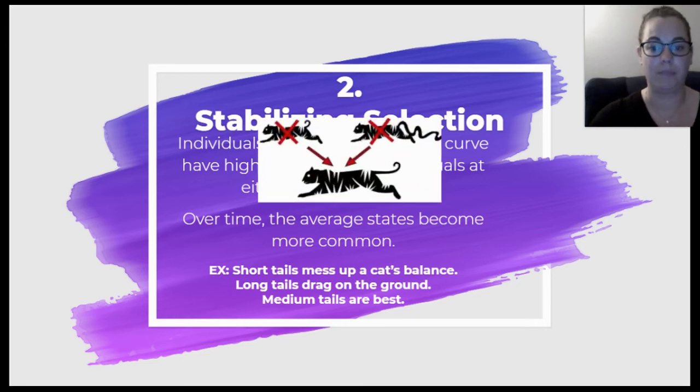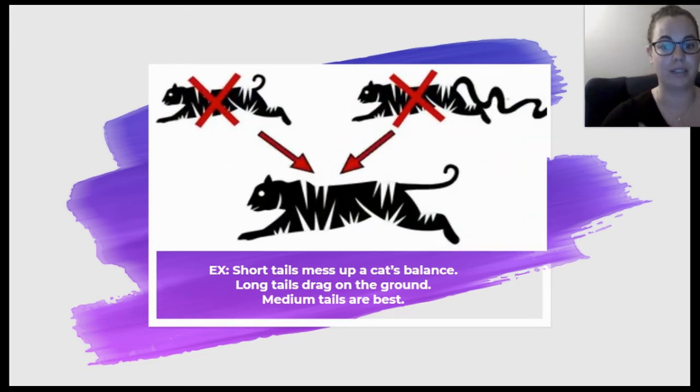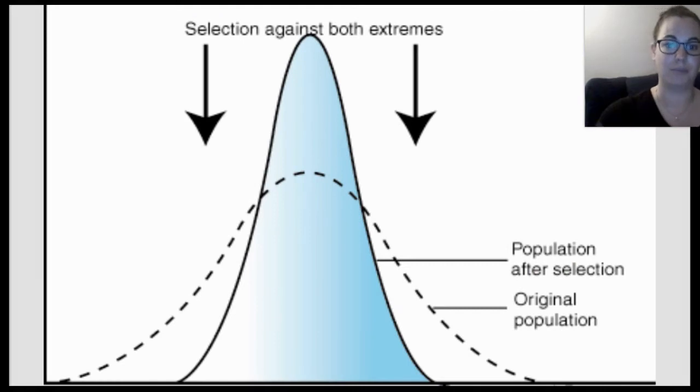An example here is that a short tail messes up a cat's balance and a long tail drags on the ground. So medium tails are best, and over time, cats are going to have more medium tails. So in your notes, make sure that you draw a selection against both extremes so that the new population after selection is higher in the middle.